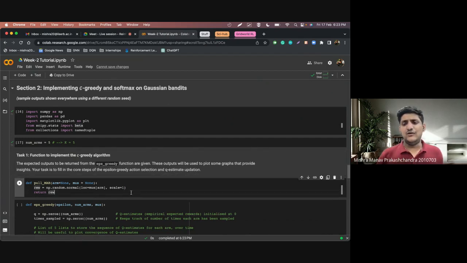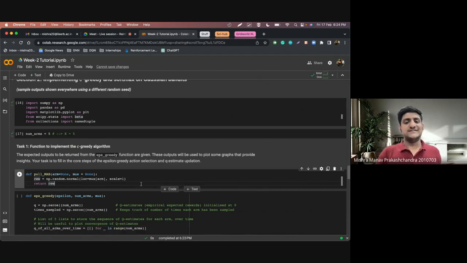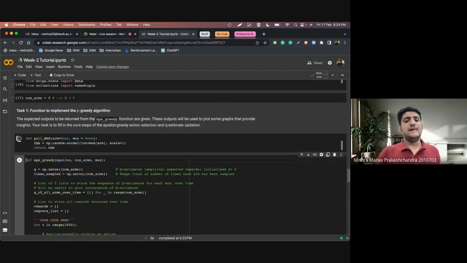I have taken all my arms to be Gaussian. In the earlier example, I had taken different reward distributions for each arm. Now in this case, I am stating that each arm follows some Gaussian distribution. And for that, the mu's for each arm are given by the environment, and each of them has the same standard deviation, which is 1. Okay, so this is the pull MAB function.